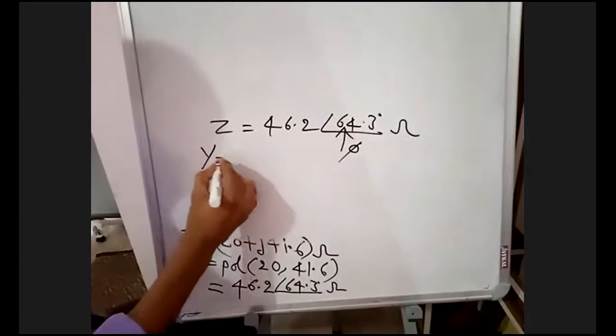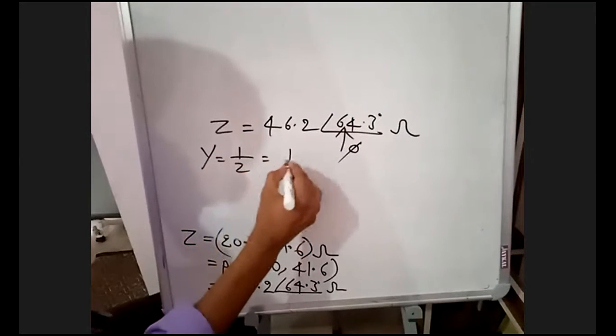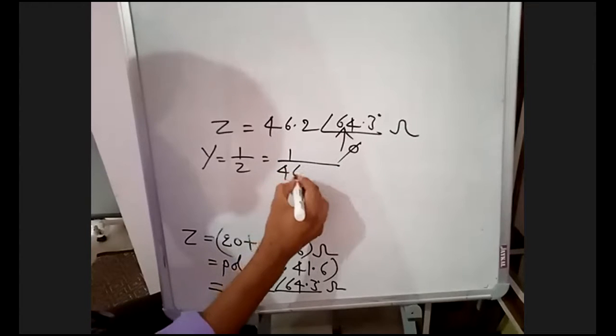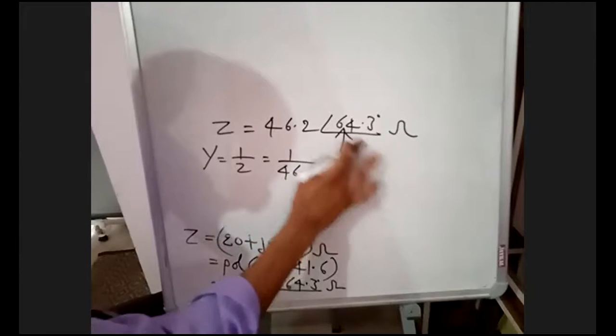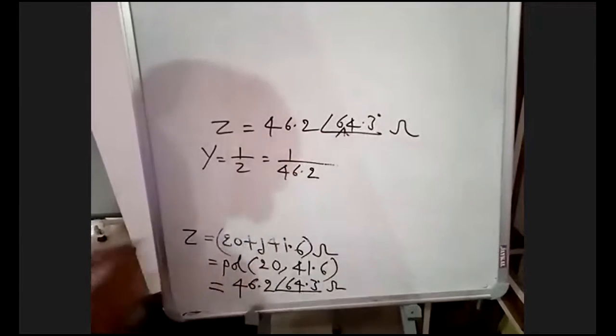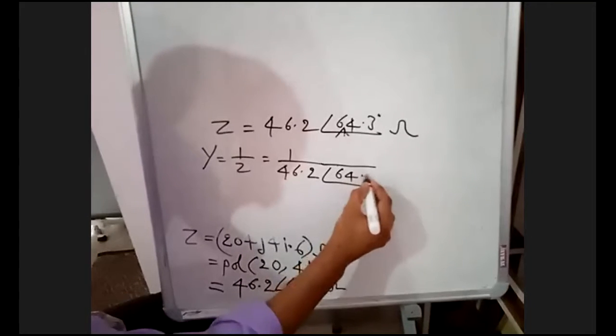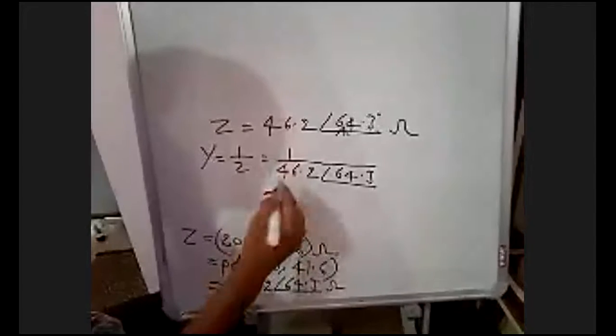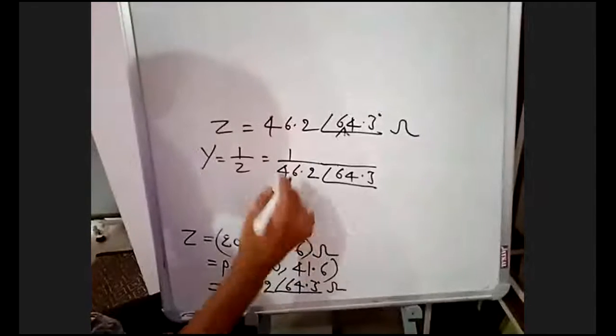Y is equal to 1 by Z, that is 1 by 46.2 at an angle 64.3. Now tell me what is the value of 1 by 46.2?